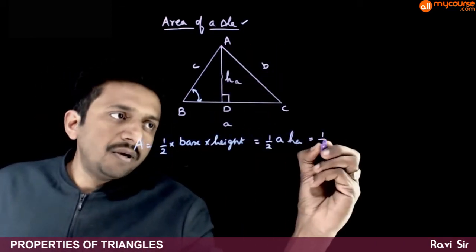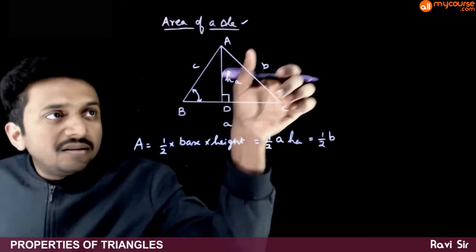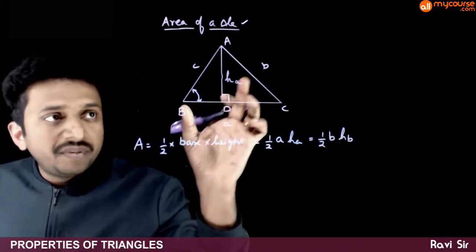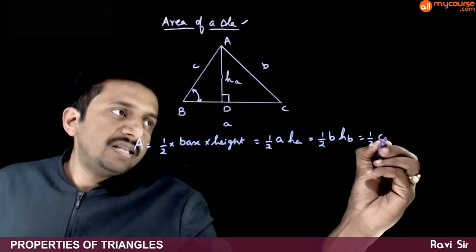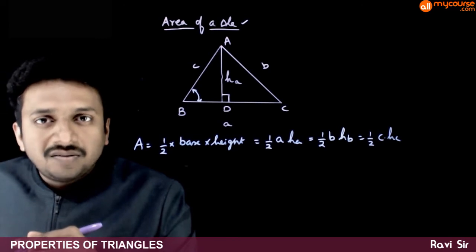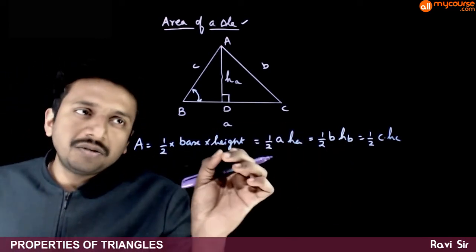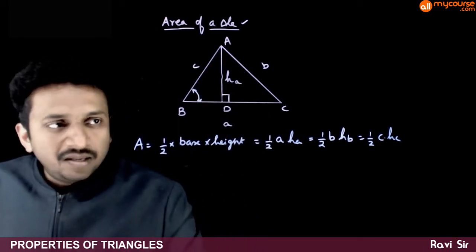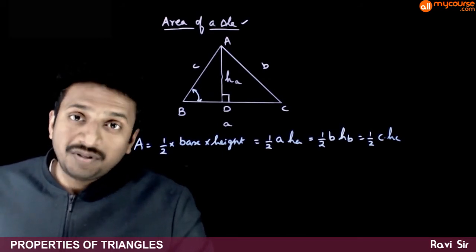This is also equal to half times b times the height corresponding to B, which is equal to half times c times the height corresponding to vertex C. So you can use any of these formulas. To use these formulas, you need to know the base and the corresponding height. This is the most basic formula for area of triangle. Now, what are the other formulas that you have?